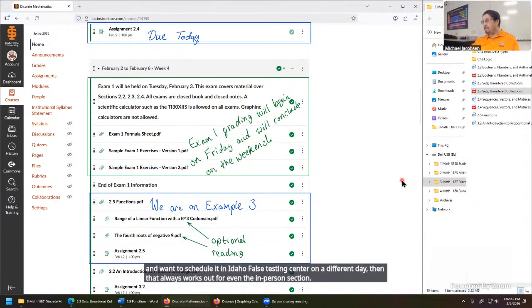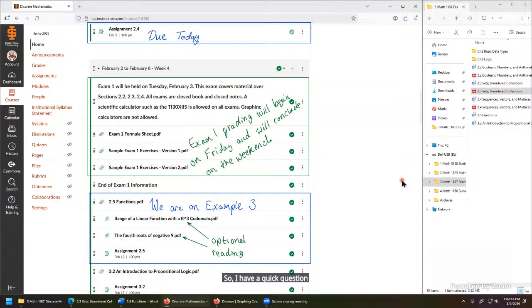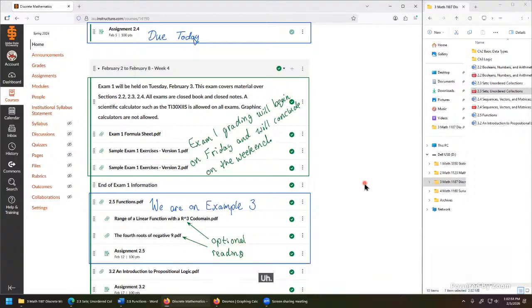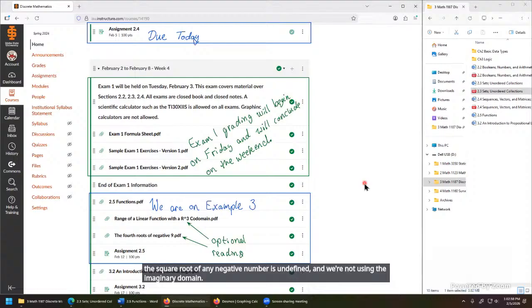Oh, let me scroll back up there. I have a quick question. Yeah. So considering the textbook said that it should be undefined, are we to assume for the purposes of this class that the square root of any negative number is undefined and we're not using the imaginary domain? Yeah, that's true.